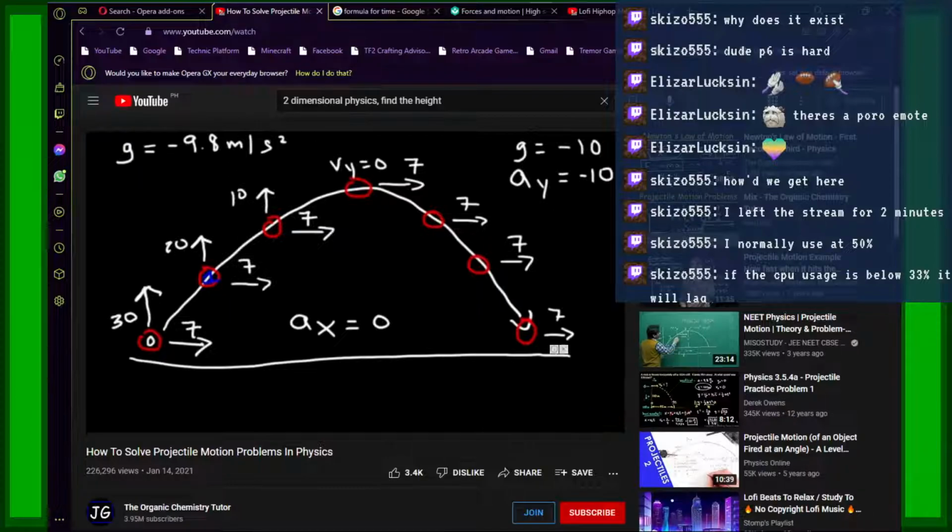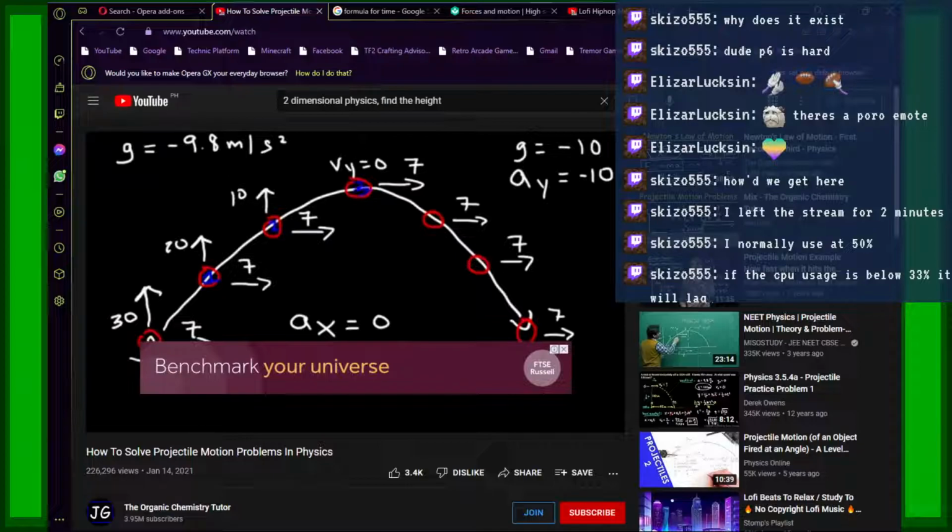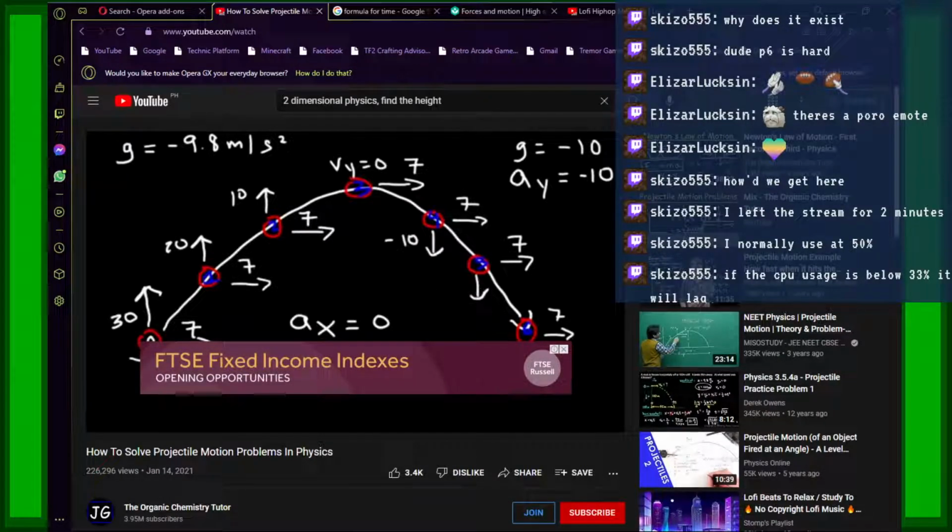Okay. So this is going to be 2, 3, 4 seconds later. Vy is going to be negative 10. 5 seconds later, negative 20. 6 seconds later, negative 30. Now here's a question for you. What is the vertical velocity and the speed 5 seconds later? The vertical velocity, Vy, is negative 20. The speed is positive 20.